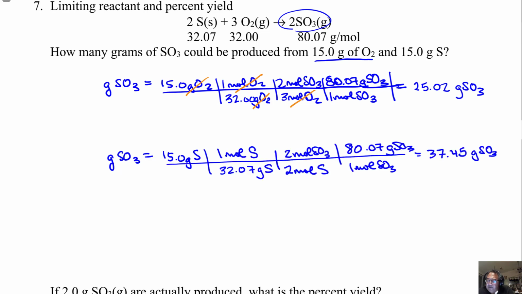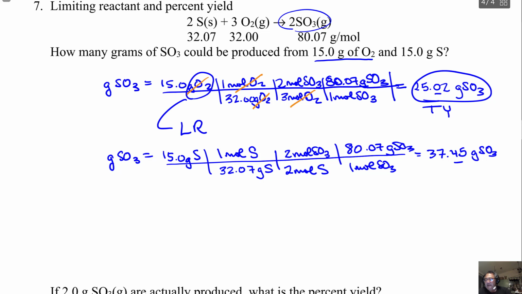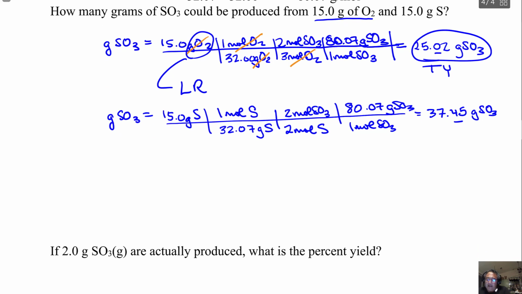I have 25.02 grams of SO3 with 3 sig figs, and I have 37.45 grams of SO3 with 3 sig figs. So the theoretical yield that you could make is going to be this. This is the theoretical yield. This is the limiting reactant, okay? And the limiting reactant and theoretical yield always go together. And S would be the excess reactant. All right, so hopefully you got that.